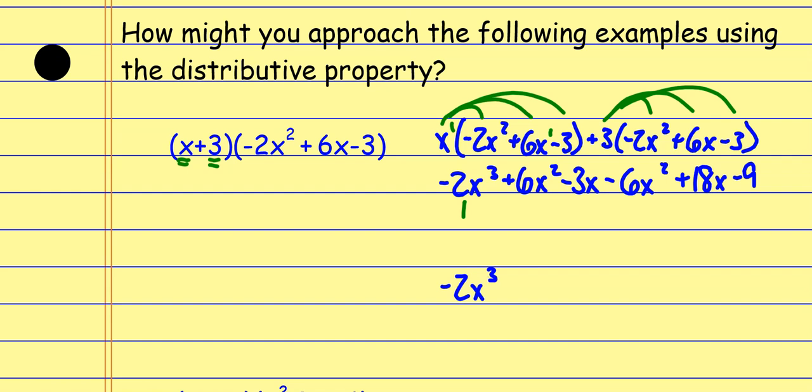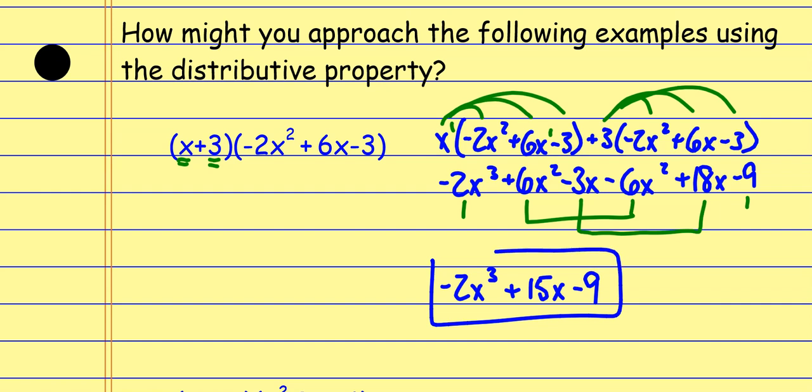And then I look at these guys. Oh, these are like terms. So when I add them up, oh, they actually give me a 0, so those are gone. These guys are like terms, and they give me a 15x. And then the minus 9 doesn't have a like term, so he just tags along for the ride. Okay? It's just my distributive property, but I'm distributing to something bigger now.